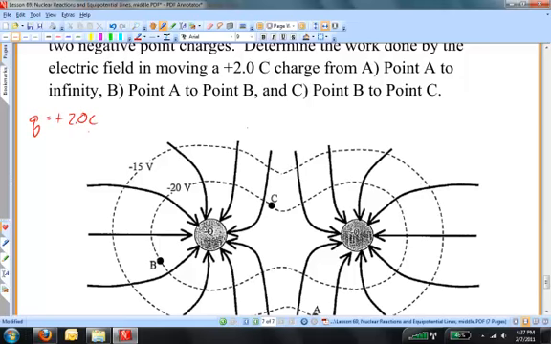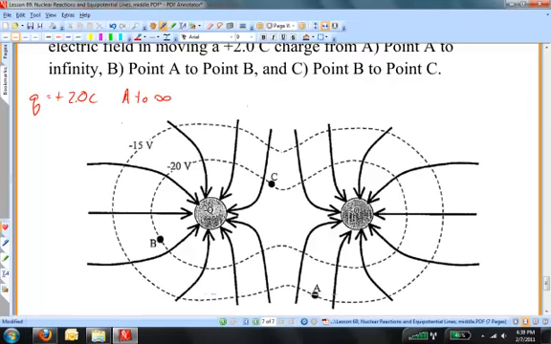I'm wanting to go from point A to infinity. If I look at point A down here, I see that it sits on a -15 volt contour. So the potential at point A is negative 15 volts. Now what about at infinity?